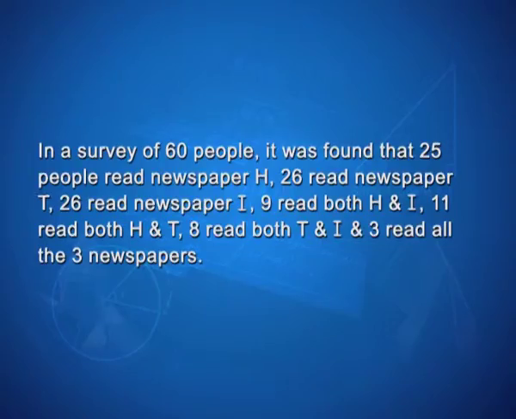Let us take one last example. In a survey of 60 people, it was found that 25 people read newspaper H, 26 read newspaper T, 26 read newspaper I, 9 read both H and I, 11 read both H and T, 8 read both T and I, and 3 read all the 3 newspapers. Let's convert this information in the form of a Venn diagram and try to answer some questions.